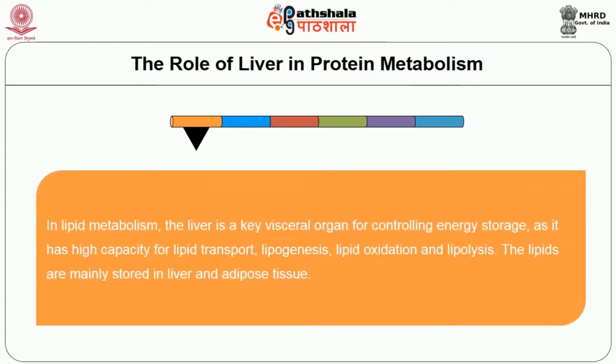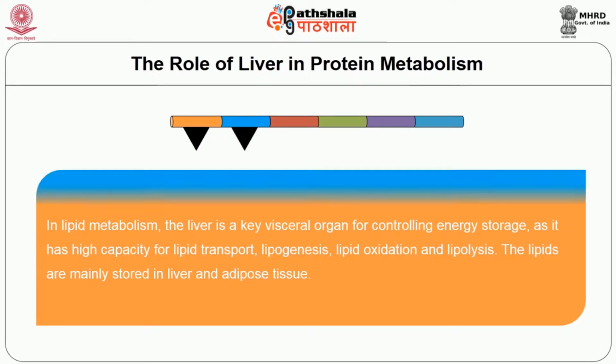The liver plays a role in lipid metabolism for controlling energy storage, as it has the capacity for lipogenesis, lipid transport, lipid oxidation and lipolysis. The lipids are mainly stored in the liver and adipose tissues.